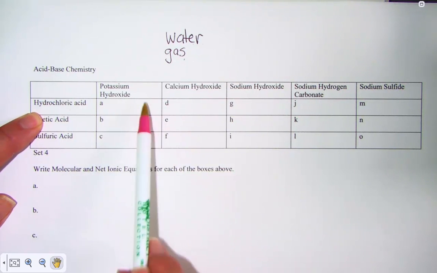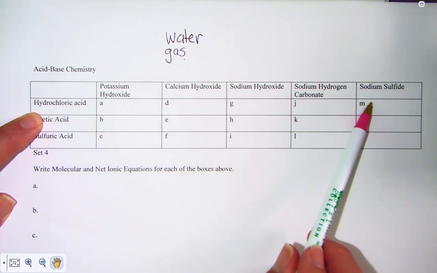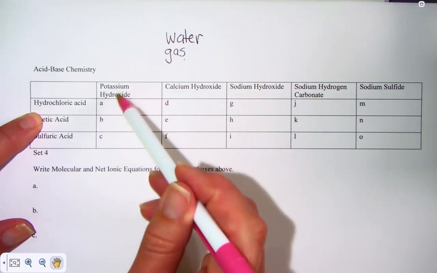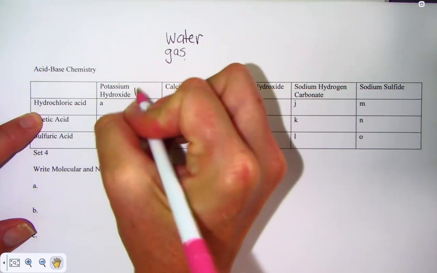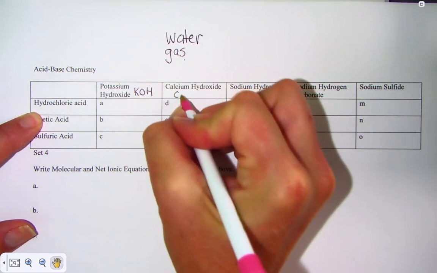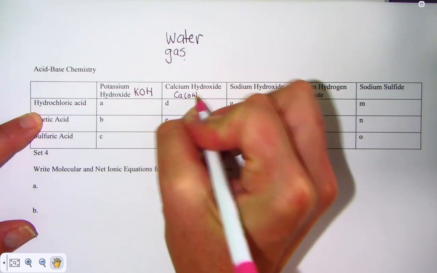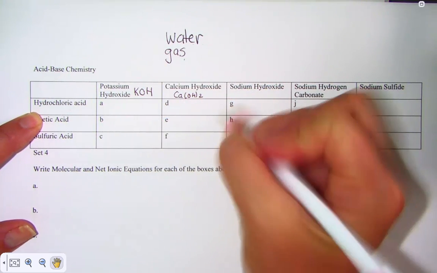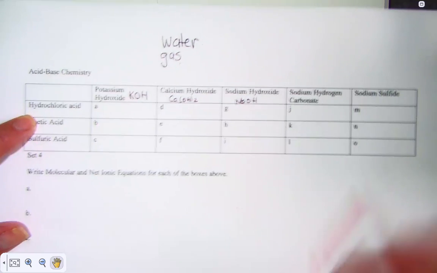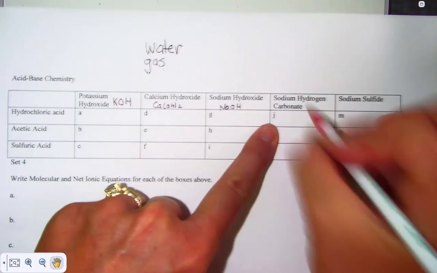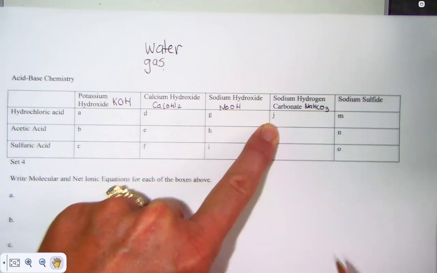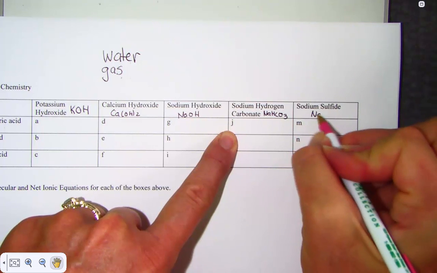Let's begin by writing out our formulas for each of the acids and bases, and I'll just start by going across. We have potassium hydroxide, KOH. Calcium hydroxide, Ca(OH)2, taken twice based on charge. We have sodium hydroxide, sodium hydrogen carbonate, NaHCO3, sodium sulfide, Na2S.